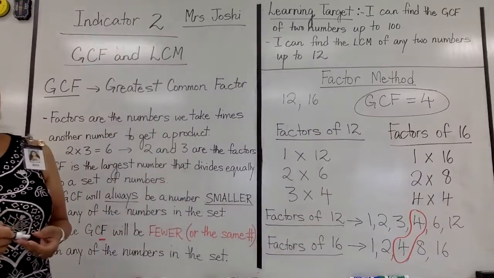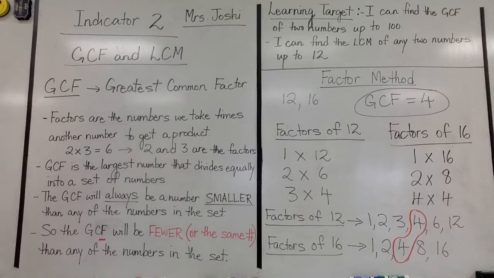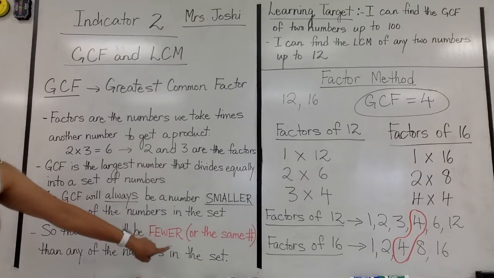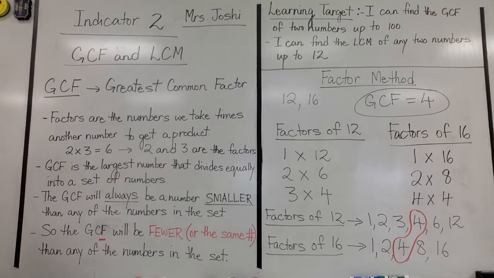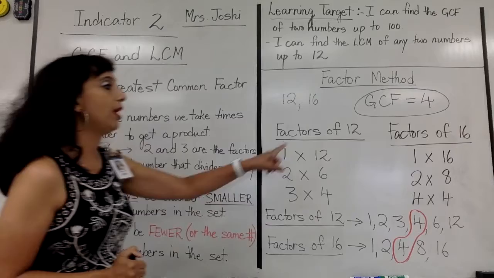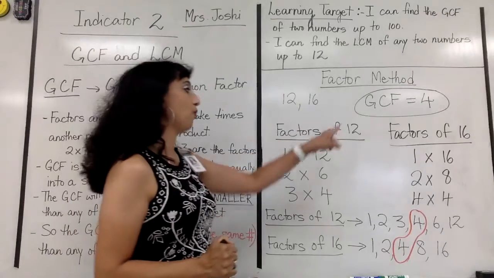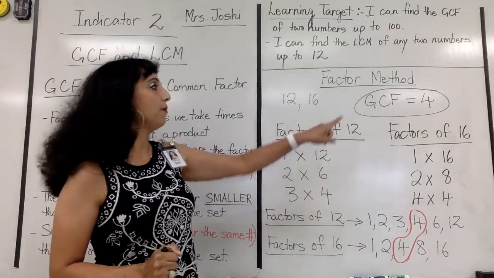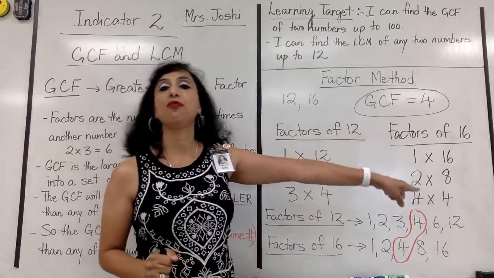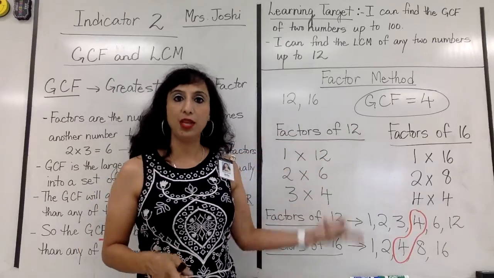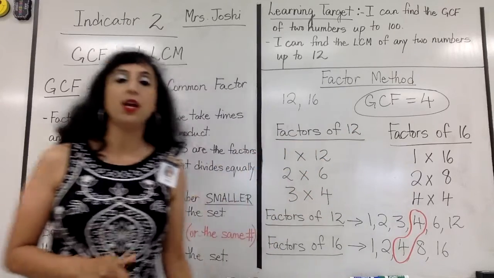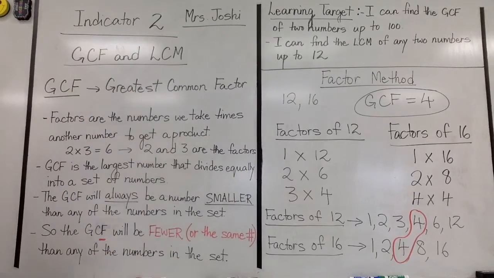Okay, so this is the factor method. Remember what we said. The GCF will be fewer or the same number than any of the numbers in the set. So if I look at 12 and 16, you can see 4 is fewer than 12 and 4 is fewer than 16. So this is matching up, okay? All right, let me show you another method.